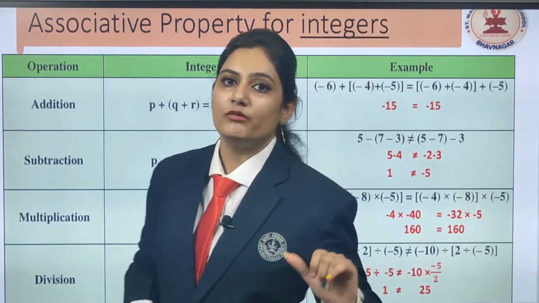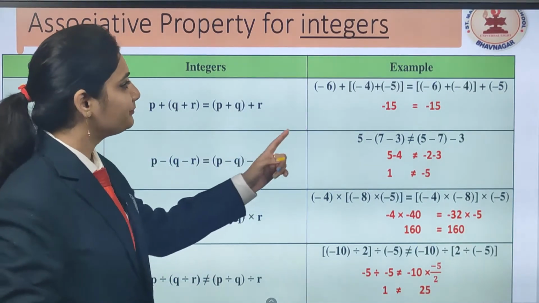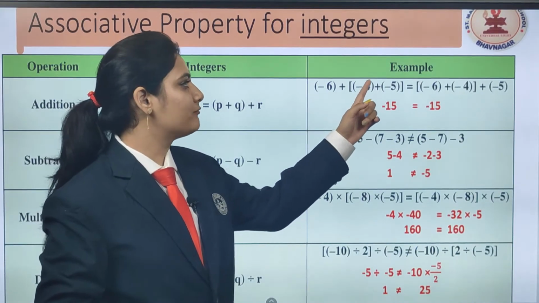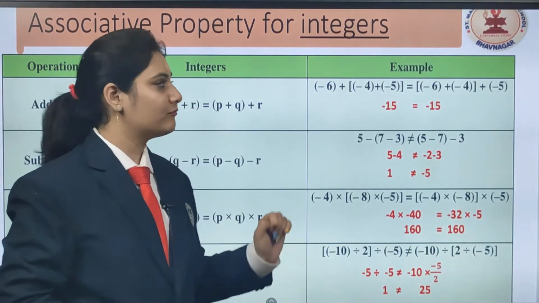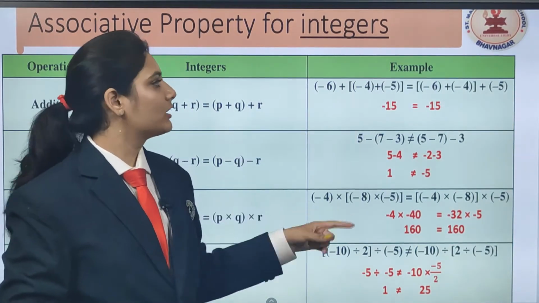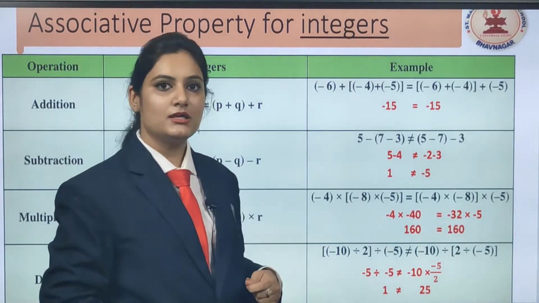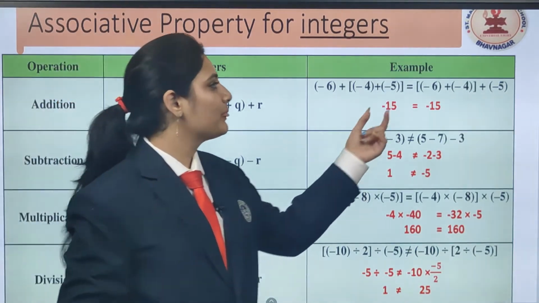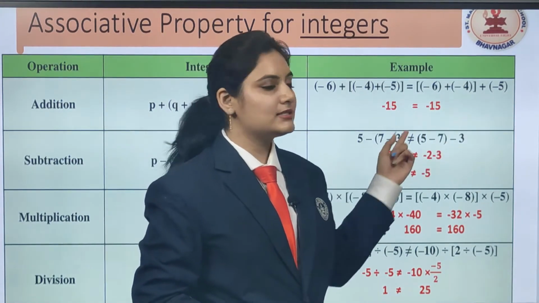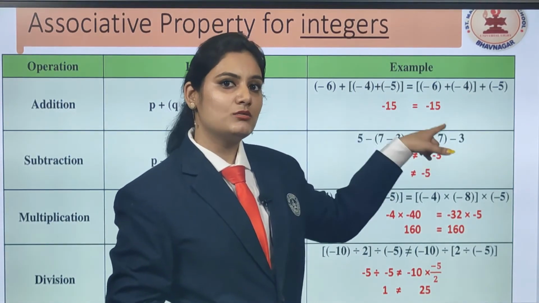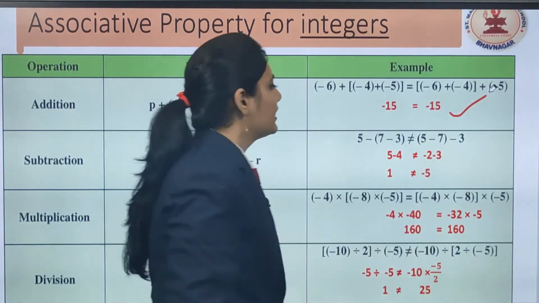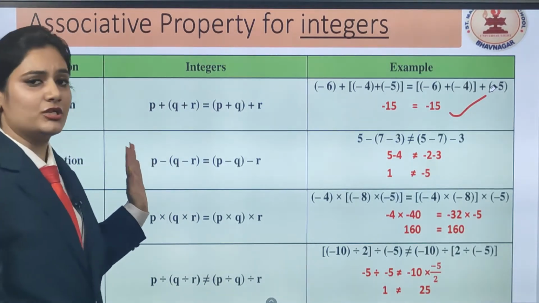Now we will take the first example of addition. Here P is minus 6, Q is minus 4, R is minus 5. First step is to solve this bracket and then solve the other one. Answer of this is minus 15. Now coming to the right hand side, minus 6 and minus 4, answer is minus 10, and minus 5, then answer is minus 15. LHS is equal to RHS, so this property is closed under addition.